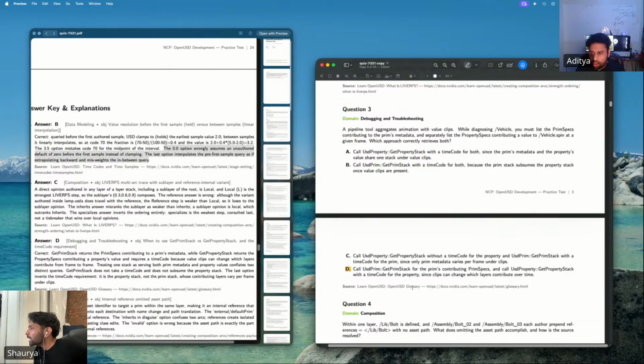USD prim stack for prims contributing. Wait, third one is incorrect? No, it's correct. Okay. I'm just seeing the answer. What was the question? With OpenUSD, an engineer aggregates animation with value clips while diagnosing a vehicle. You must list prim specs contributing to prim's metadata and separately list property specs contributing to the value of the vehicle spin at a given frame. Which approach correctly retrieves both? Call UsdPrim GetPrimStack.